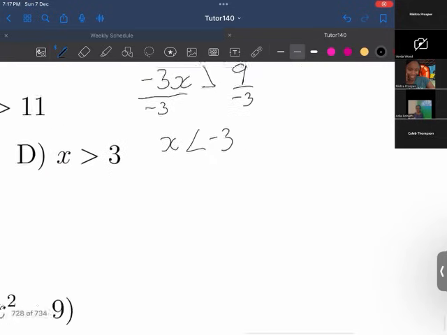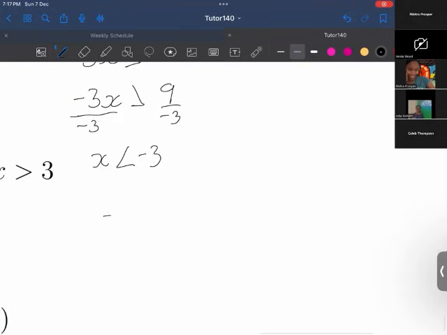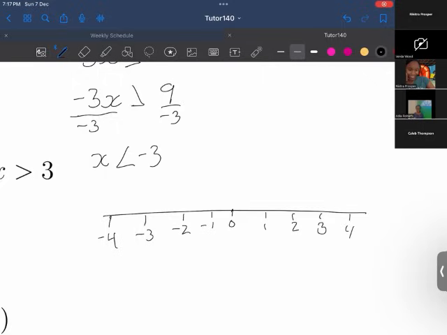So now, if you wanted to graph this, you'd have 0, negative 1, negative 2, negative 3, negative 4, 1, 2, 3, 4, right? If you wanted to graph this, you would start at negative 3. It's saying x is less than, so it's saying all the values where it's less than negative 3. So it would go this way.